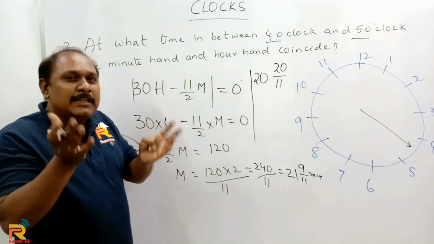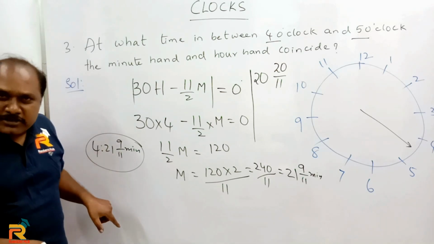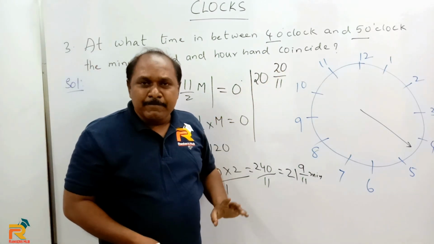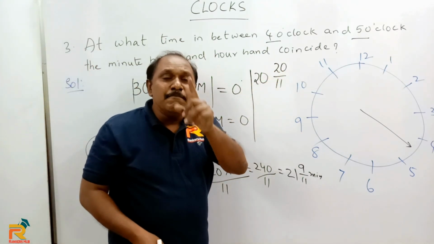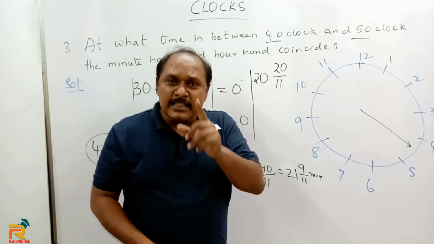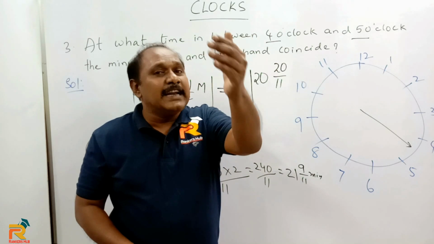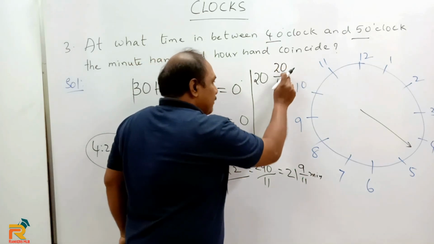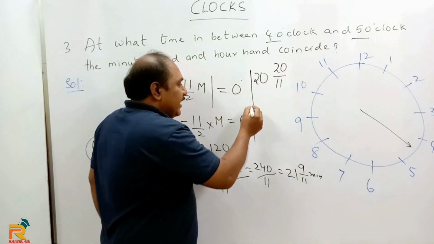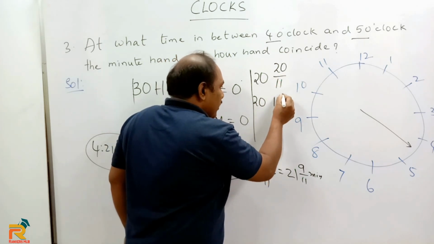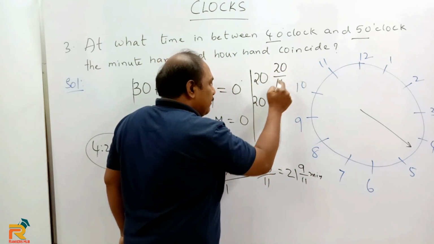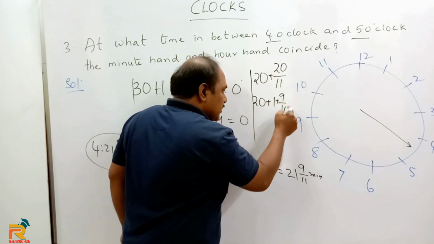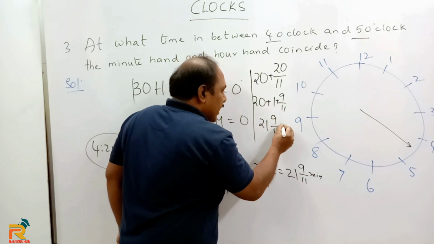20/11. Here many people have a doubt: sir, here we got the answer as 21 9/11, but here you are saying it is 20/11. Now this 20/11 is an improper fraction. An improper fraction is nothing but a fraction where the numerator is greater than the denominator, and improper fractions can be converted into mixed fractions. Now this 20/11, if I write it as a mixed fraction, is nothing but 21 9/11. Actually 20/11 is nothing but 20 plus 20/11. So it's 20 plus 1 plus 9/11. So the answer is 21 9/11 minutes.